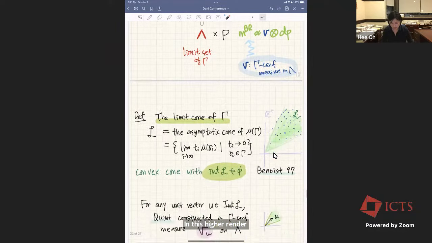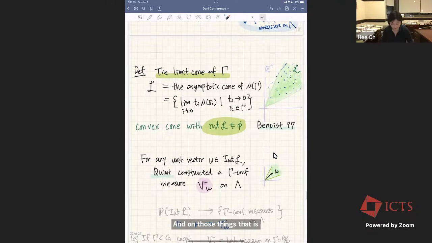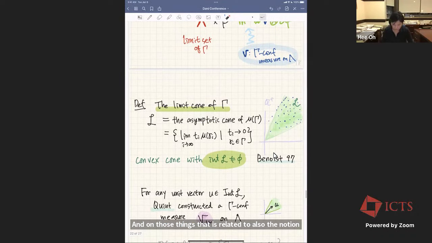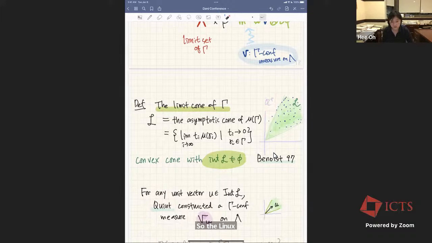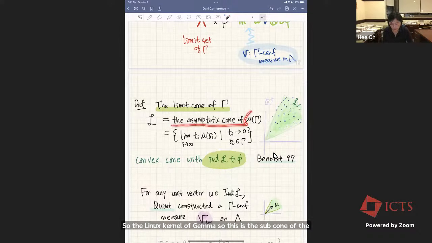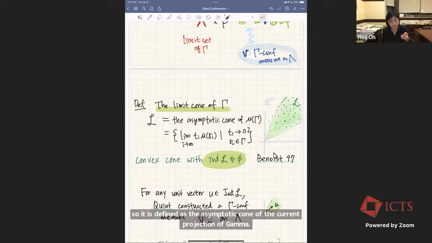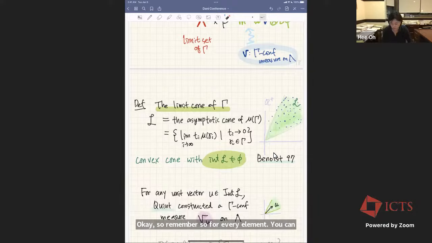Understanding that is also related to the notion of the limit cone. The limit cone of gamma is a subcone of the positive Weyl chamber A plus. It is defined as the asymptotic cone of the Cartan projection of gamma. Remember, for every element of gamma, the Cartan projection gives you this A plus part. So we have countably many points in A plus which are Cartan projections of gamma. And the limit cone is simply the union of all the asymptotic directions of this Cartan projection of gamma. That is exactly what is called the asymptotic cone of mu of gamma.